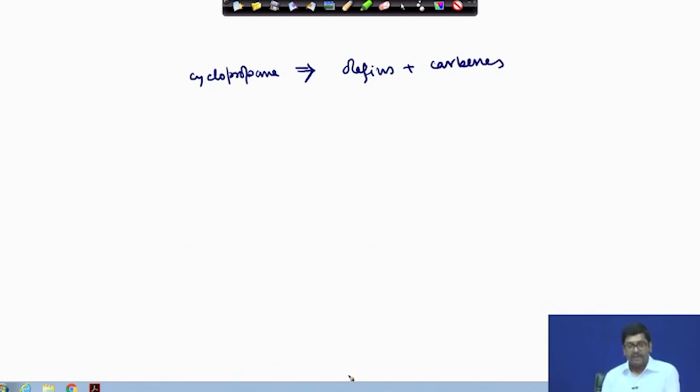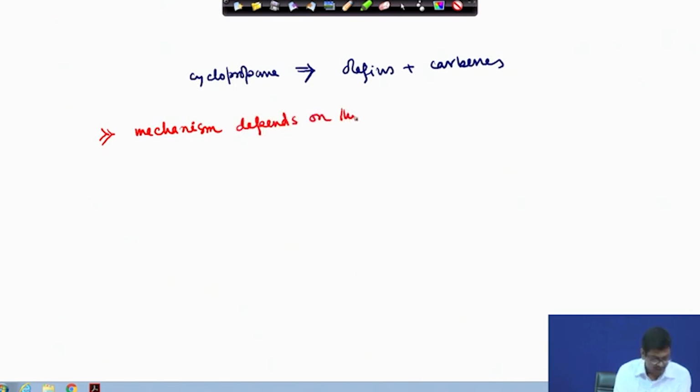Okay. Now, what will be its mechanism? How will it work? Fine. So, now if you see the mechanism of the reaction, the mechanism actually depends on the nature of the carbene. That means, whether that is singlet or triplet. So, the mechanism of this reaction depends on the nature of the carbene. Okay. So, whether they are singlet or triplet depends on how it reacts. Okay.